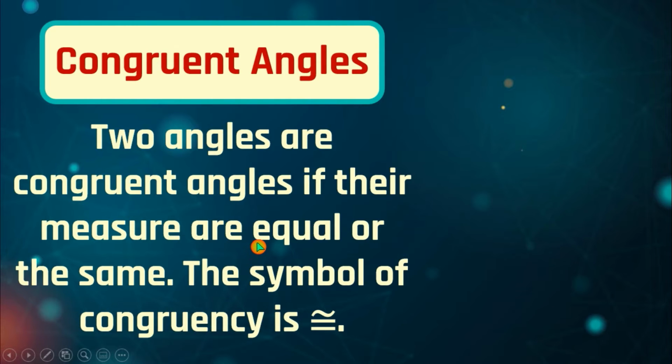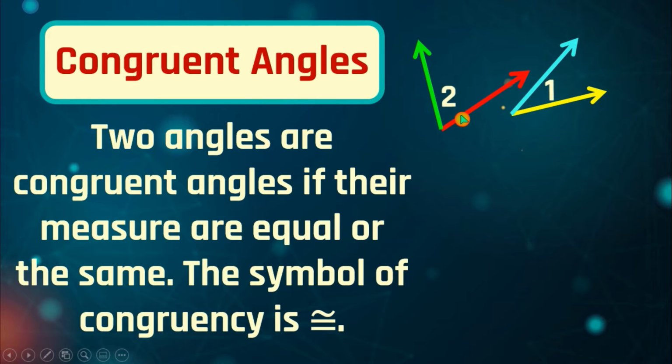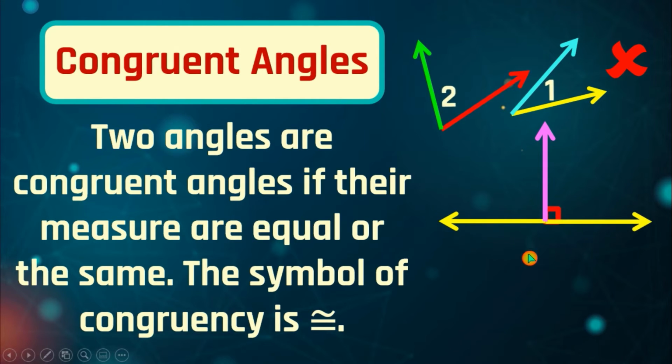How do we know that they are congruent? Take a look at this. Nakikita nyo ba yung buka ni angle 1 sa buka ni angle 2? Okay? So, kung nakikita nyo yung buka ni angle 1 sa buka ni angle 2, they are totally different. Therefore, they are not congruent. Let's take a look at this. Okay. Nakikita nyo ba yung buka ni angle 1 at buka ni angle 2? Okay, eto, may measure. Alam nyo ang measure, di ba?